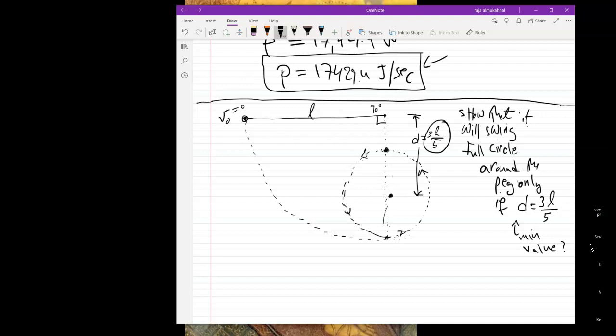Got it? This is similar to problem number 69, I said, on page 260. It's a little bit different, but if you know how to solve that, you shouldn't have a problem doing the other one.